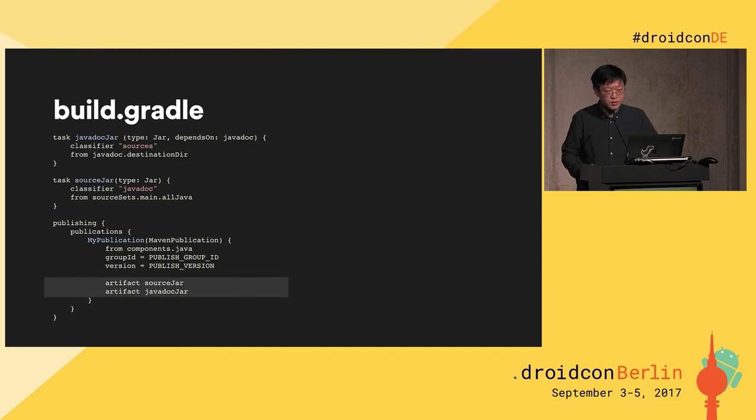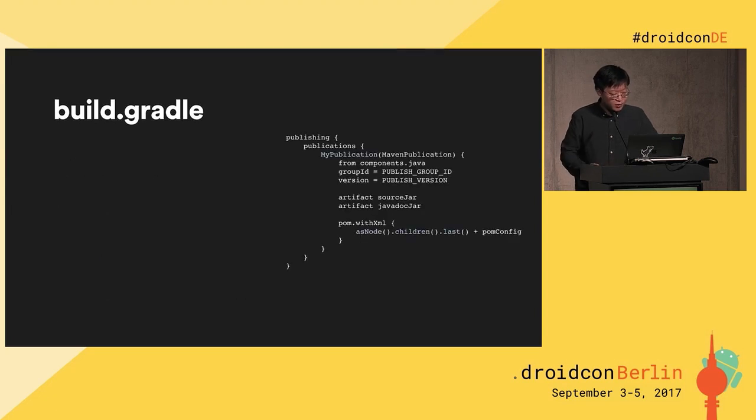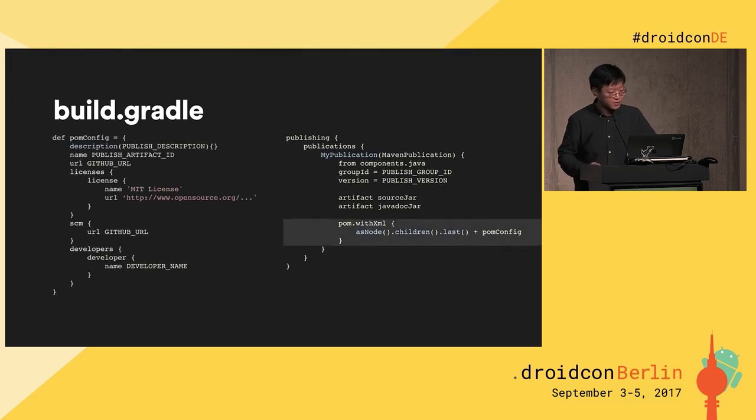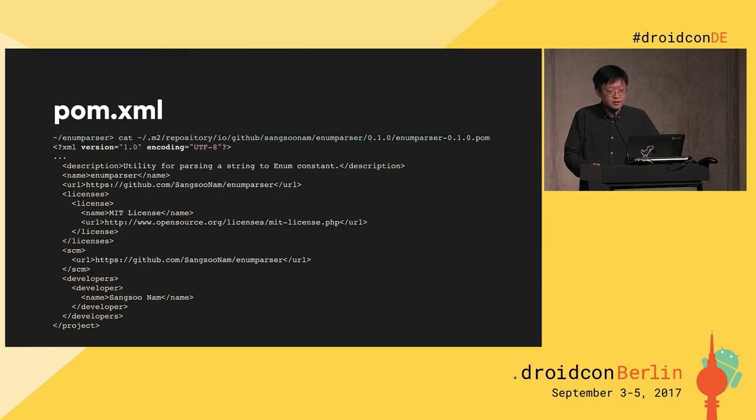To add the source code and Javadoc artifact, you can add the 2 tasks in here, and everything is defined in the upper level. And to include the required information into the POM file, you can add this line, and you can add those contents. And after changing this build.gradle, when you run the deploy, you can see that the POM file now has a lot of information.